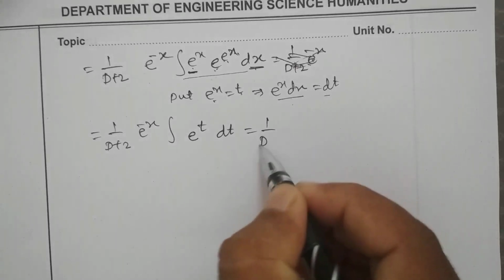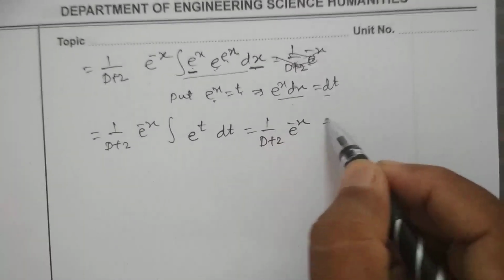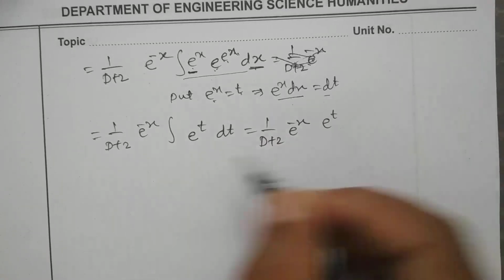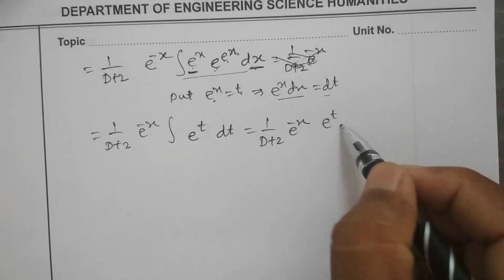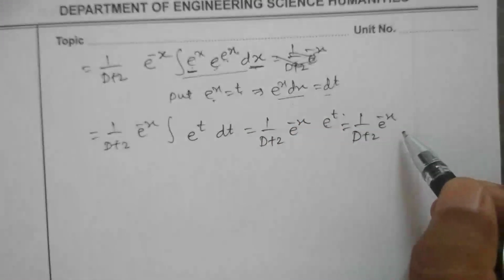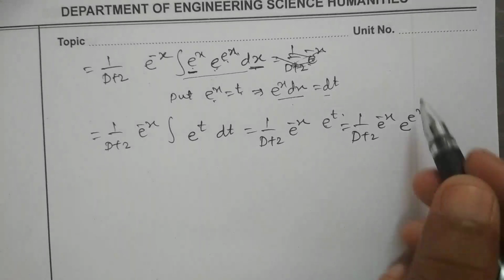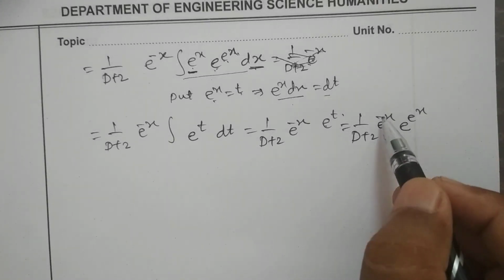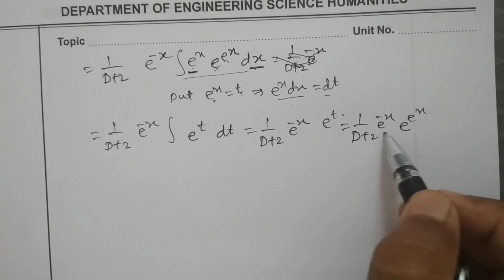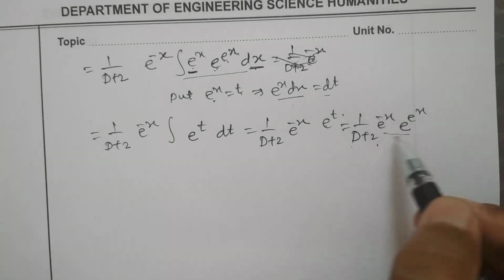Now this equals 1 upon D plus 2 e raised to minus x, integration of e raised to t, which is e raised to t as it is, and the value of t is e raised to x, so you will get 1 upon D plus 2 e raised to minus x, e raised to x. Now the new value of f of x is e raised to minus x into e raised to x, and we have to apply the factor 1 upon D plus 2 on this function.